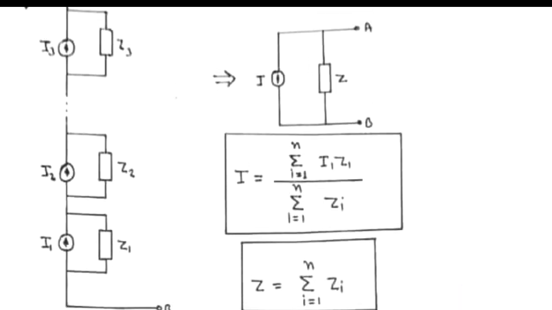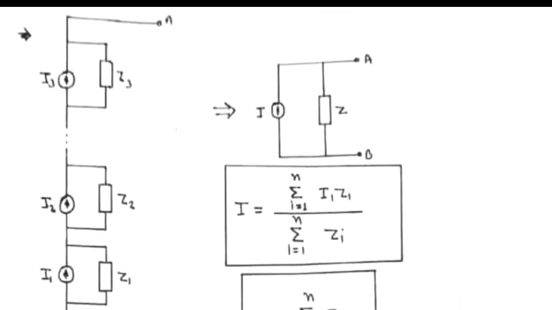Millman's theorem can also be represented for current sources. When there are many current sources, we can convert all of them into an equivalent current I equal to I1 Z1 by Zi.